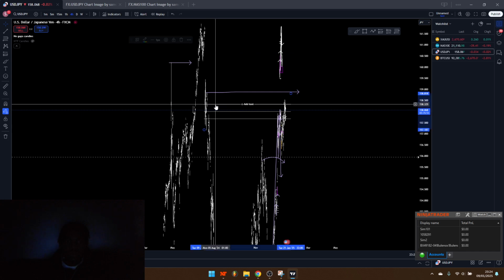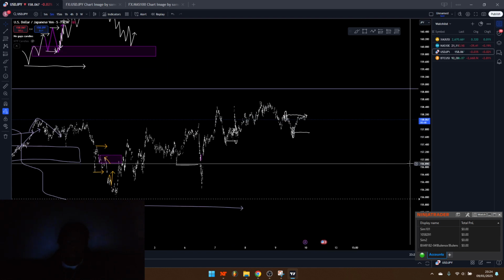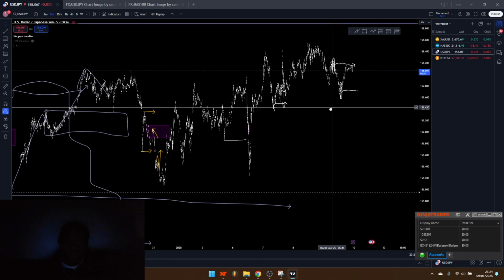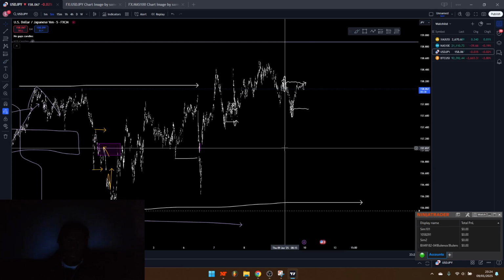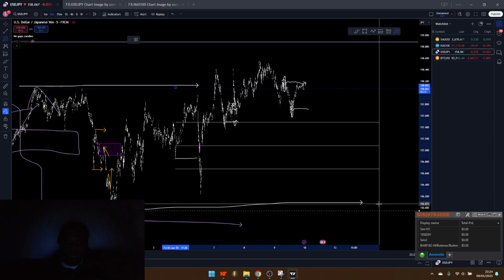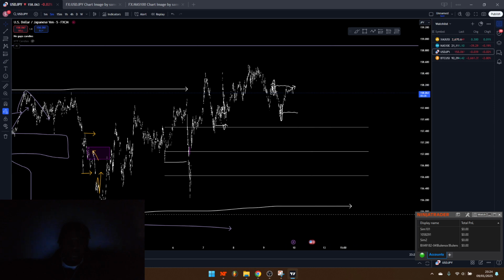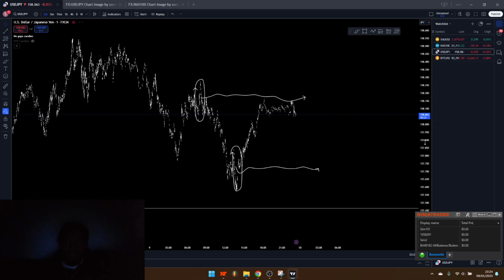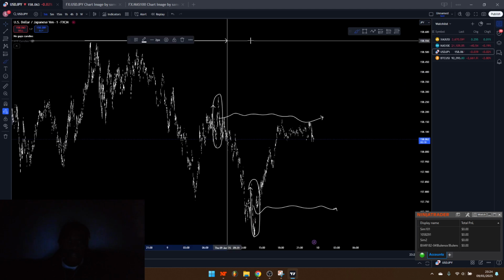Just keeping track of USD JPY. I'll keep track of this high too.